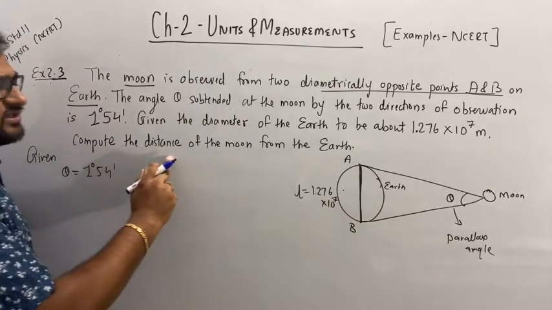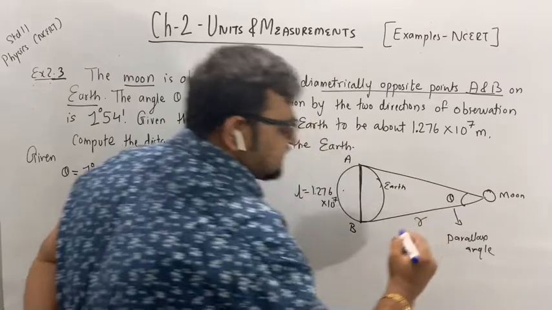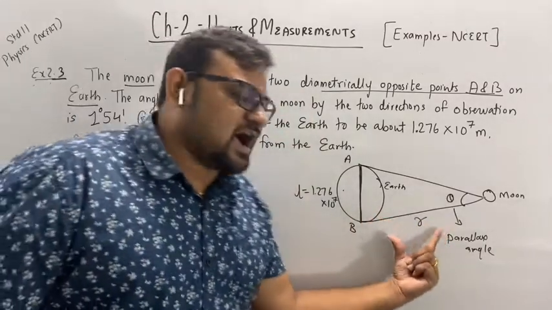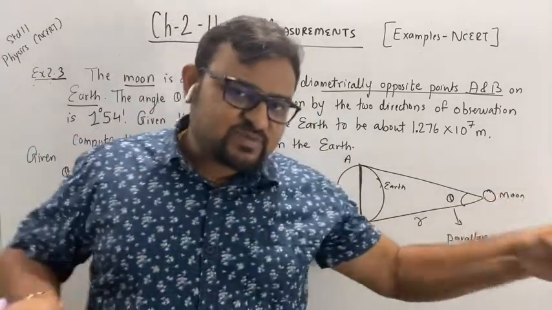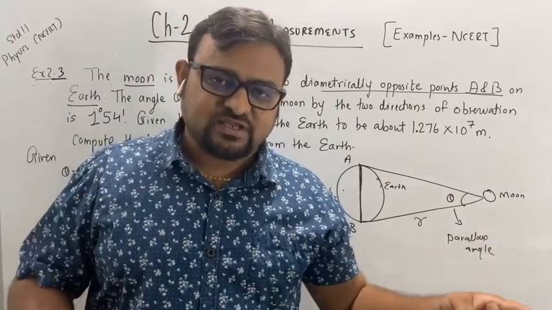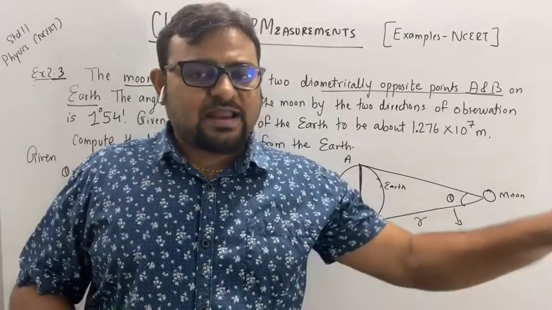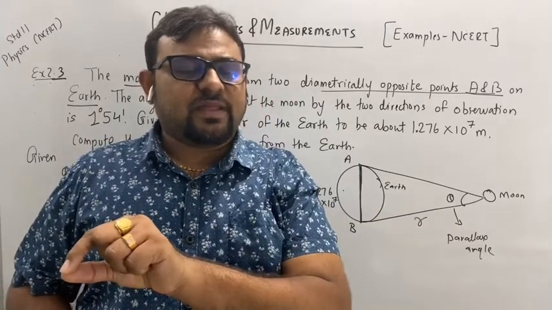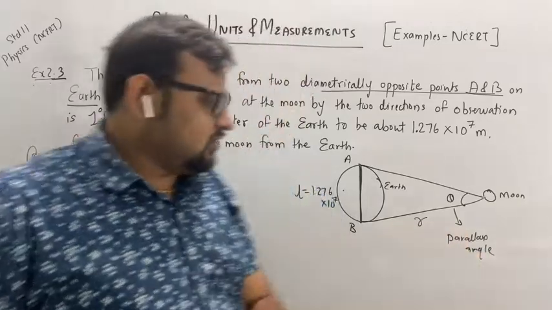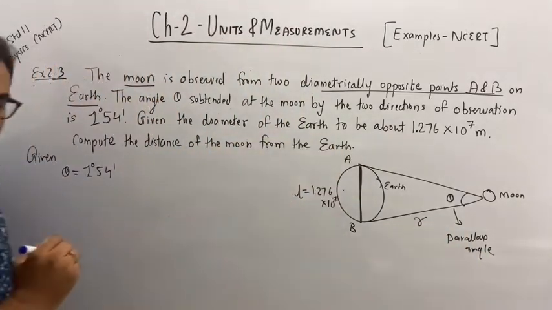Compute the distance of the moon from the earth. So this is the distance. This distance I will take as radius r. Remember, the distance between the two astronomical objects will be equal to the radius. The diameter of any one will be the length of arc, and the angle subtended at the other will be the parallax angle. So now what we have to use? Compute the distance of the moon from the earth.